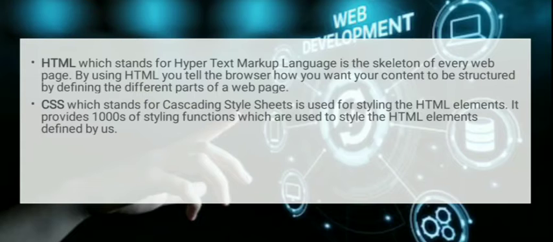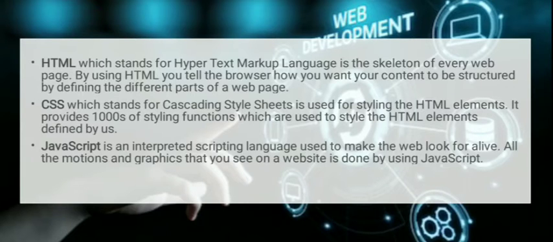The second one is CSS. CSS is used for styling the HTML elements. It provides thousands of styling functions which are used to style the HTML elements defined by us. The last one is JavaScript. JavaScript is a scripting language used to make the web look alive. All the motion and graphics that you see on a website is done by using JavaScript.